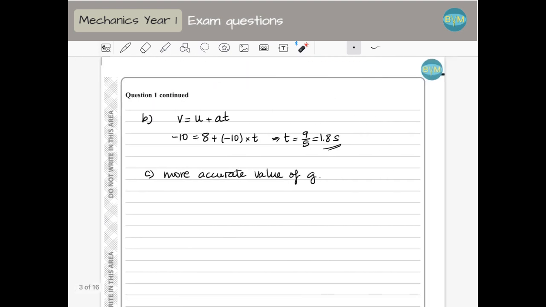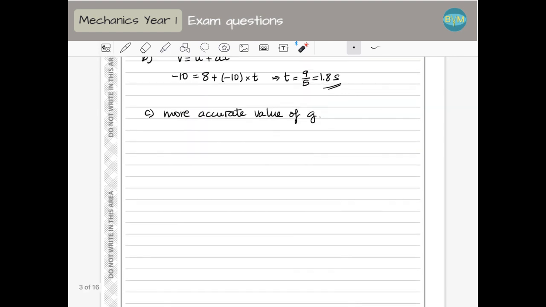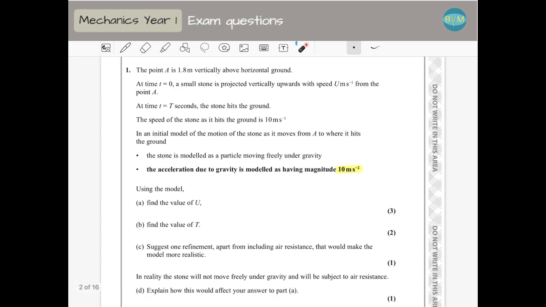I'm going to show you what you have in the mark scheme. In the mark scheme, they accept things like a more accurate value of g, wind effects, allow the spin of the stone, the dimensions of the stone, shape, size of the stone, or variable acceleration. And they remind you that you cannot answer air resistance. All of these answers could be correct. I just recommend this one because it's always the case.